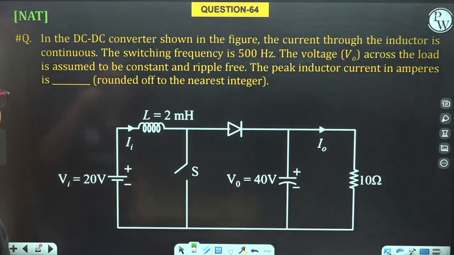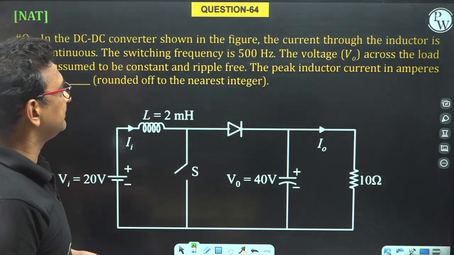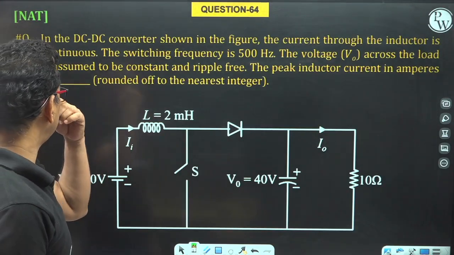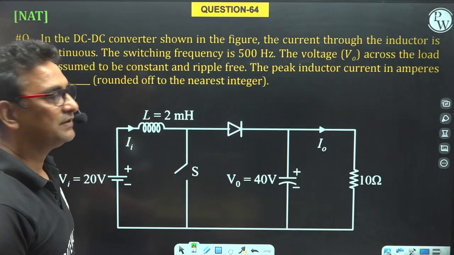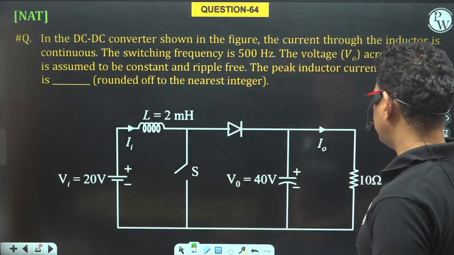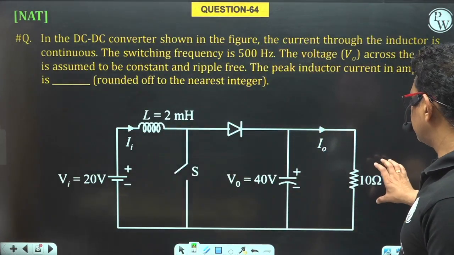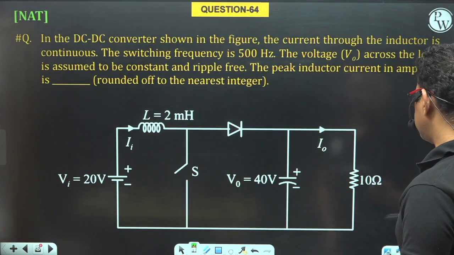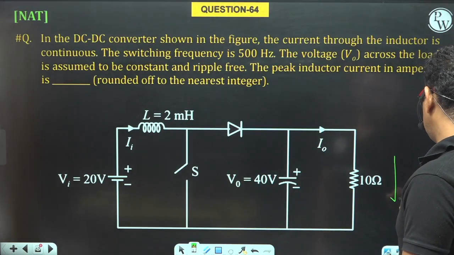In this question, a DC to DC converter is given in the figure. The current through the inductor is continuous. The switching frequency is 500 Hertz. The voltage across the load is assumed to be constant. The voltage across the load is the same as the voltage across the capacitor. That means it is 40 volt.